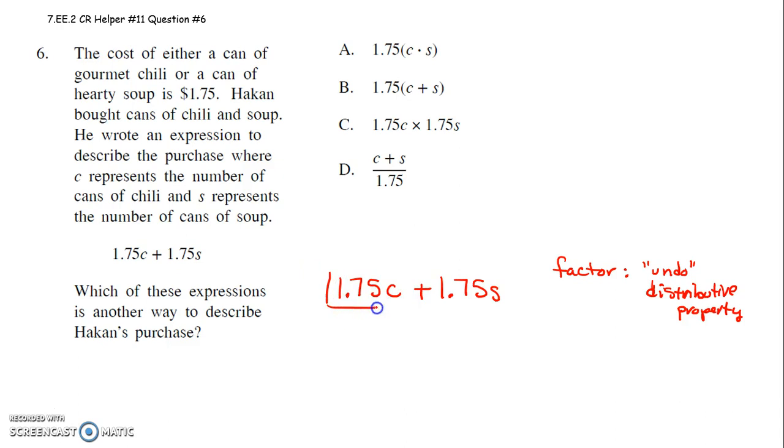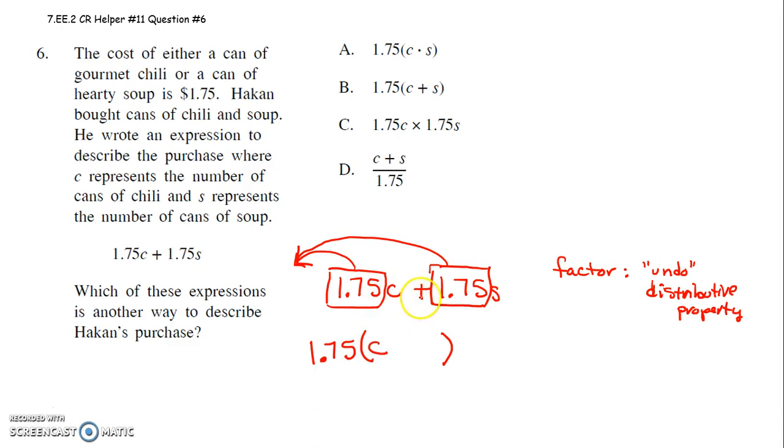Oh, 1.75 is the factor in common to each of these terms. What that means is I can undo the distributive property and factor that 1.75 back outside a set of parentheses, because that's what matches in each term. And what am I left with in my first term?